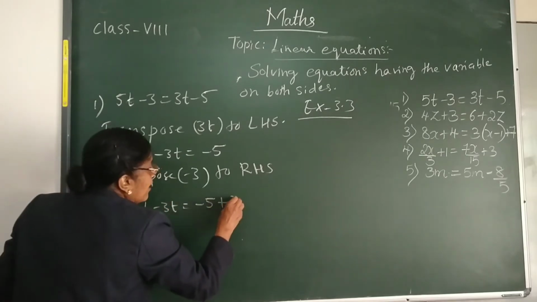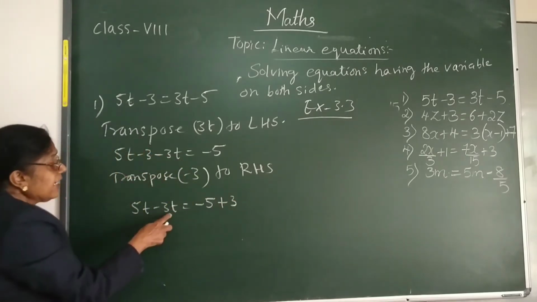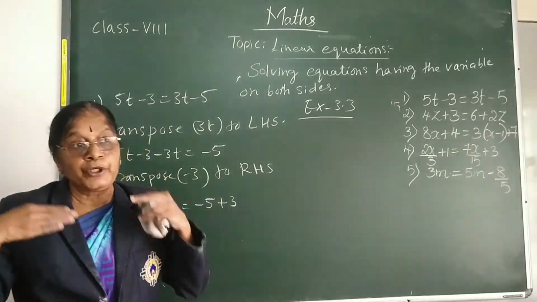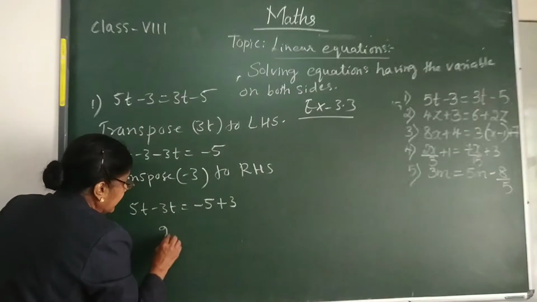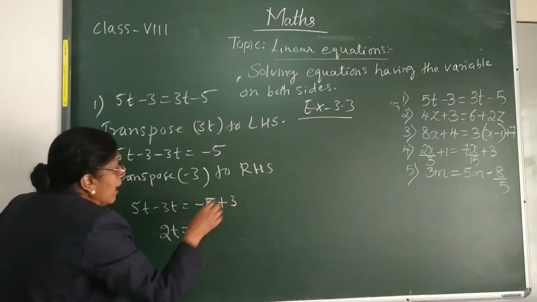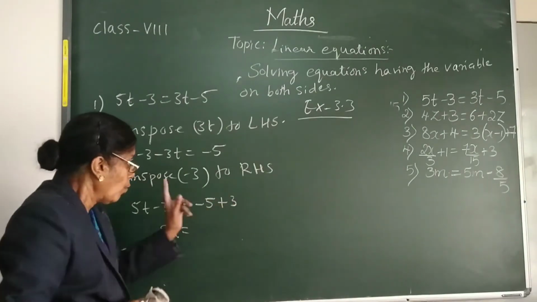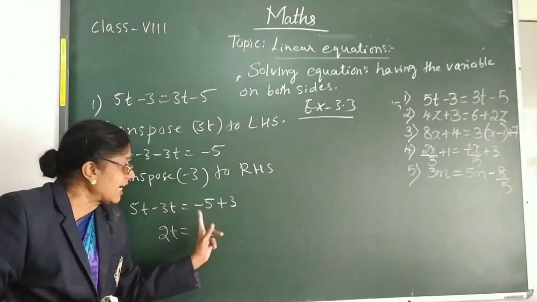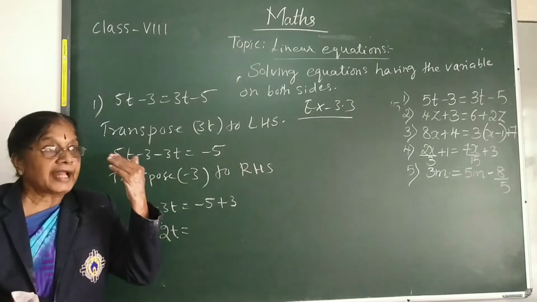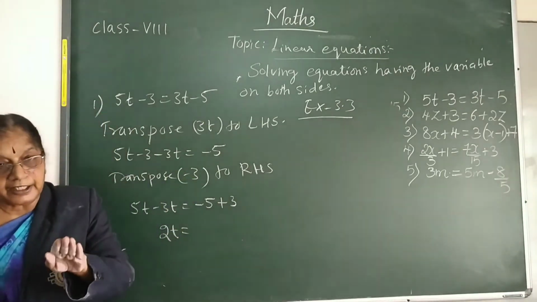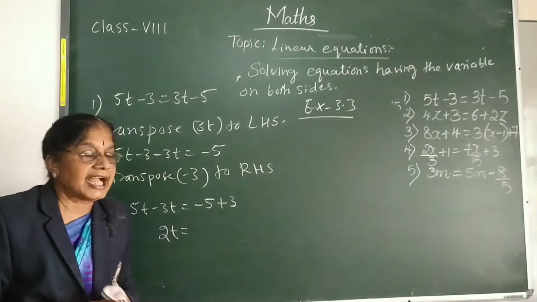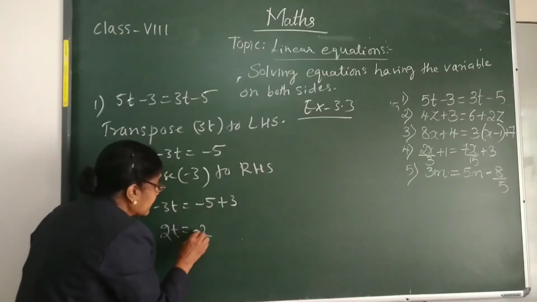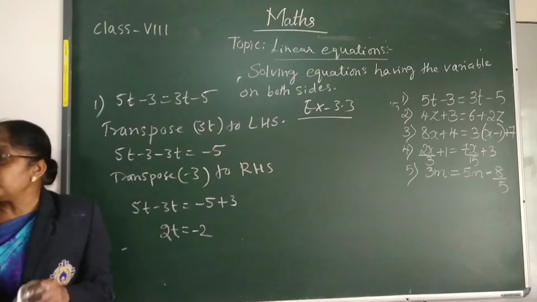Minus 3 will become plus 3. 5t minus 3t, what is it? They are like terms, so you can subtract them. So 5t minus 3t is 2t is equal to minus 5 plus 3. One is a greater number, another is a smaller number. If unlike signs are there, what will we do? Subtract the smaller number from the greater number and keep the greater number's sign. So 5 minus 3 is 2. The greater number's sign is minus. So we got it: 2t is equal to minus 2.